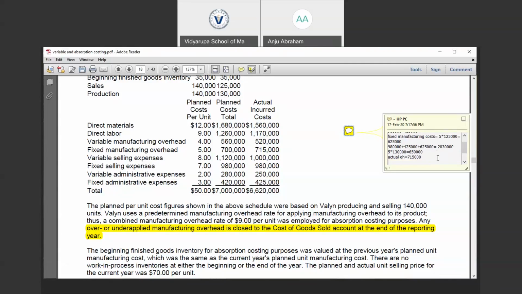So the difference, the overhead was applied by less. The actual incurred overhead is 750,000, but what we applied to production is just only 650,000. So 750,000 minus 650,000 is going to be the underapplied overhead, which is 65,000. Since this overhead is underapplied to production, we need to add this underapplied overhead to cost of goods sold at the end of the period.